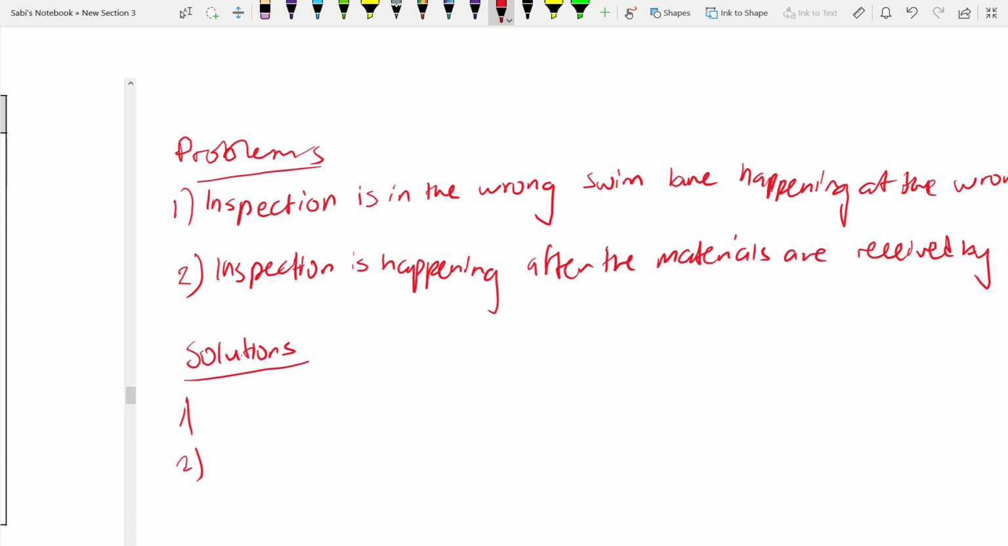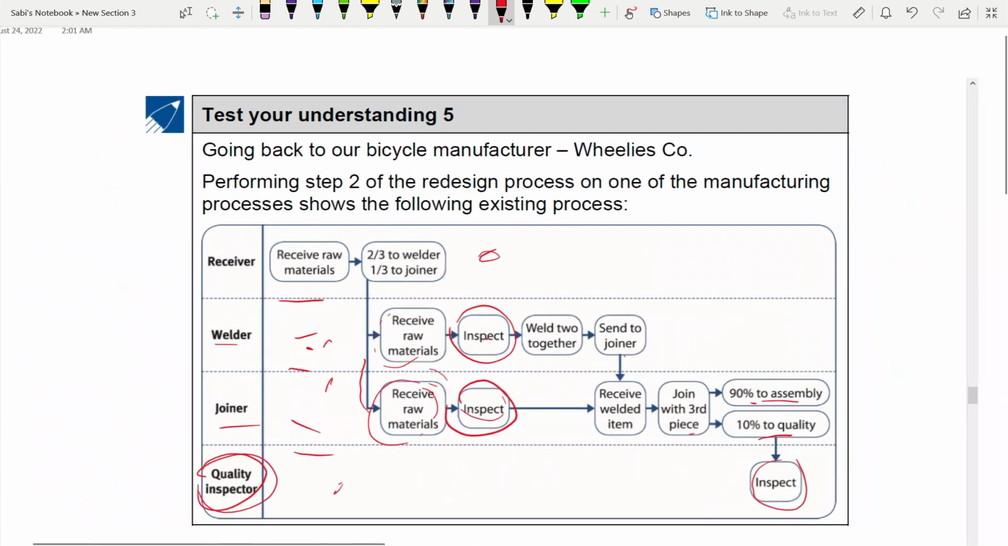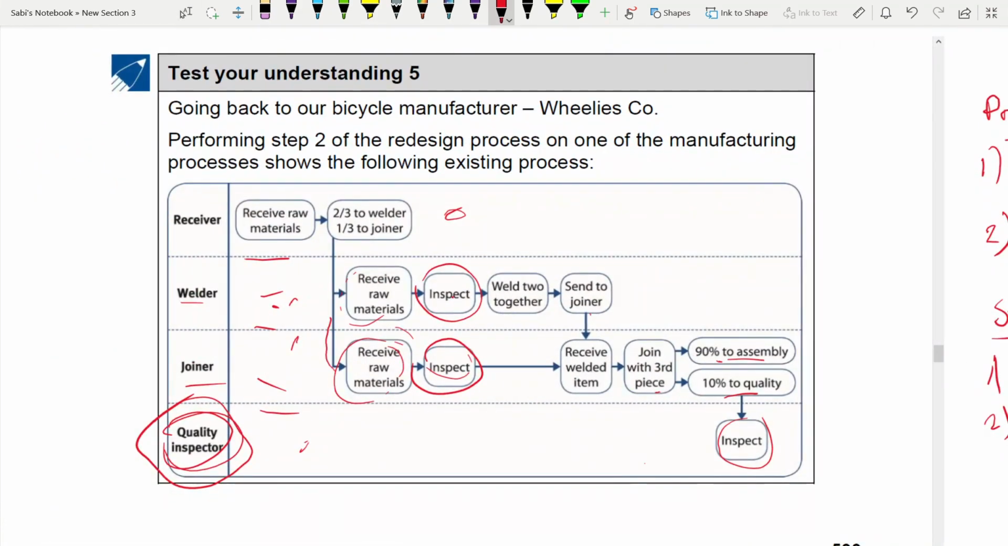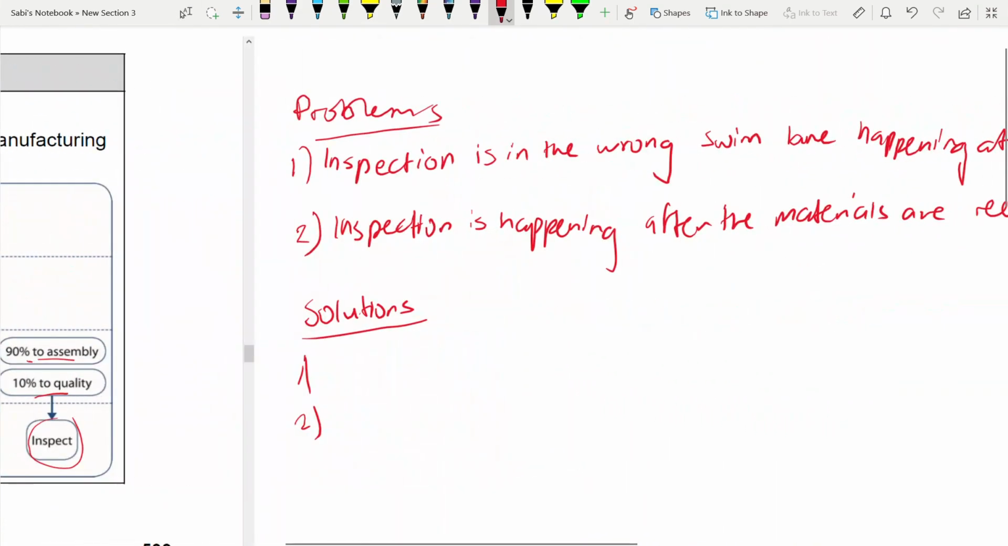For the first problem, what is the solution? Because they did it in the wrong swim lane. So in what swim lane should they be? The inspection should happen in the quality inspector swim lane. You see here, quality inspector, what is his job? To inspect only. Then why are the welder and joiner inspecting it? Let him do it. So bring inspection into this swim lane. Inspection should happen in the quality inspector swim lane.